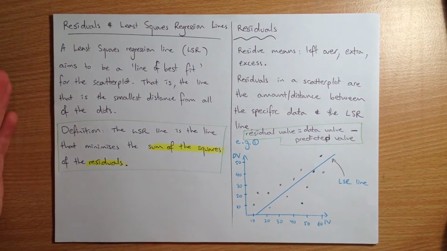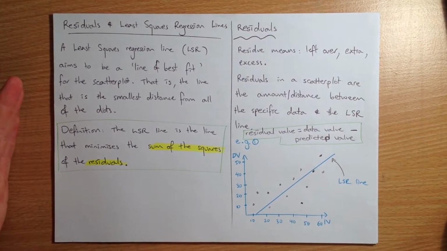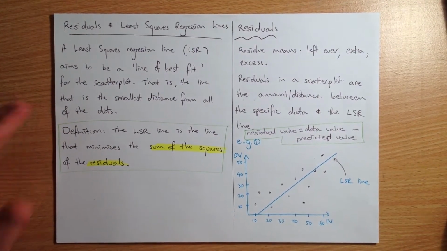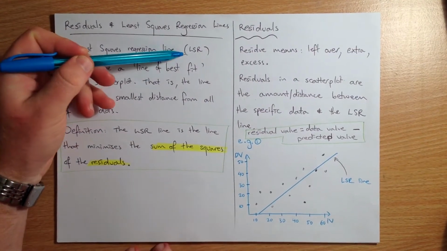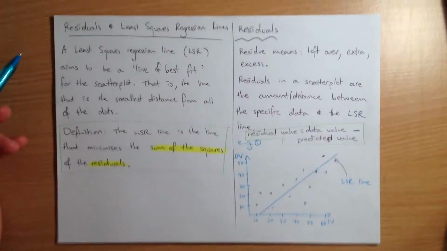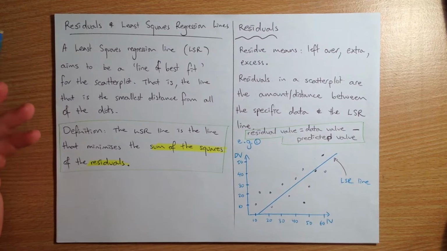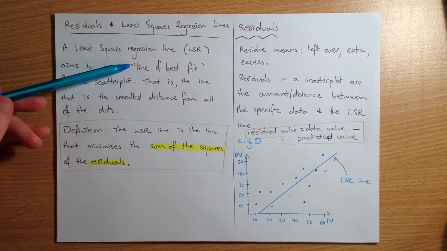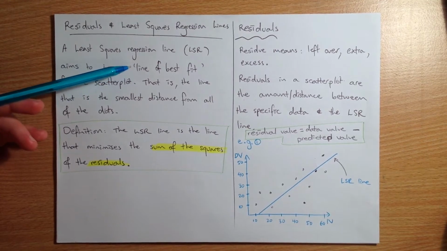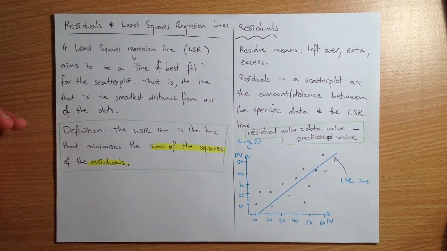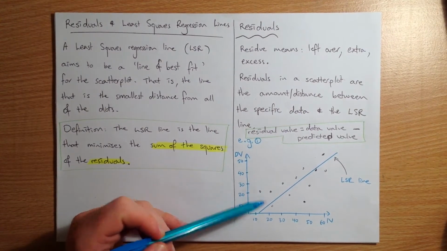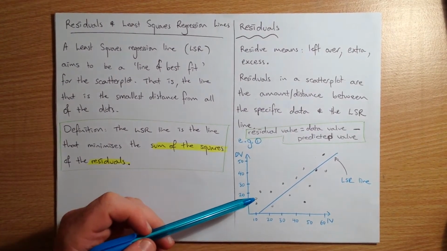So the first thing we want to talk about is a least squares regression line, and part of that we're going to talk about residuals as well. A least squares regression line, or an LSR, is basically trying to be the best possible line for the data. We would call that a line of best fit, and that'll come up a lot of times in a lot of different areas of maths. For example, that's a random scatter plot, and I want to say that's the line of best fit. So that's our least squares regression line.